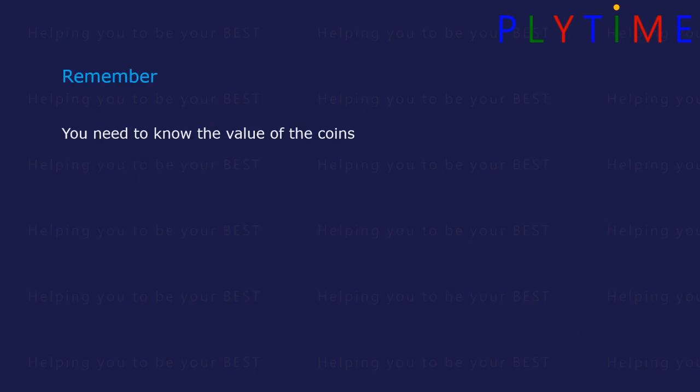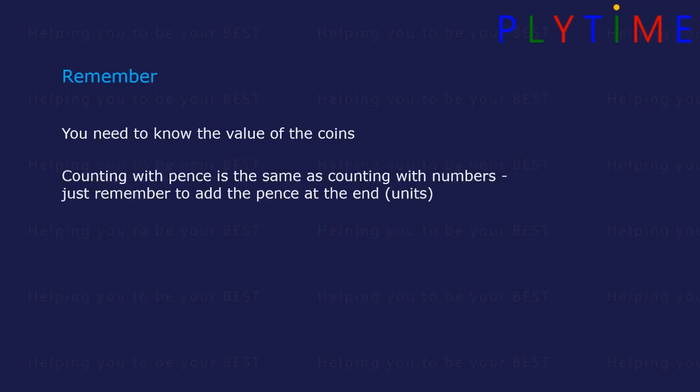Remember, you need to know the value of each of the coins. Counting with pence is the same as counting with numbers. Just remember to add the pence or the units at the end. And if all the coins are the same, we can count in their value.